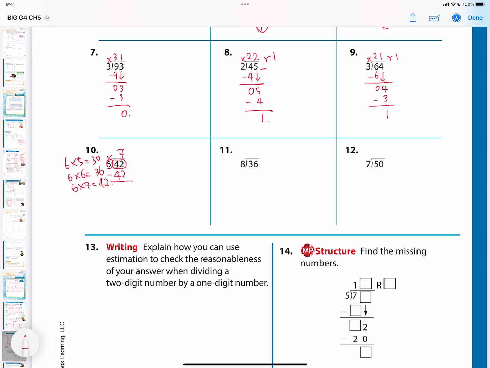We don't have to do any more subtracting, just one subtract. Okay, nothing to do anymore. So your answer is 7. All right, now 8. Okay, 8 times what?